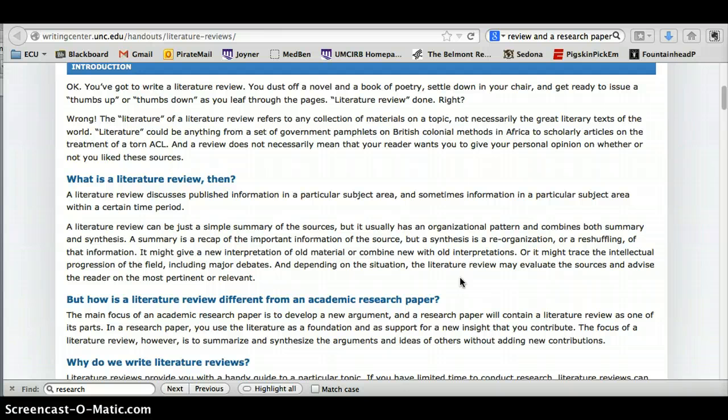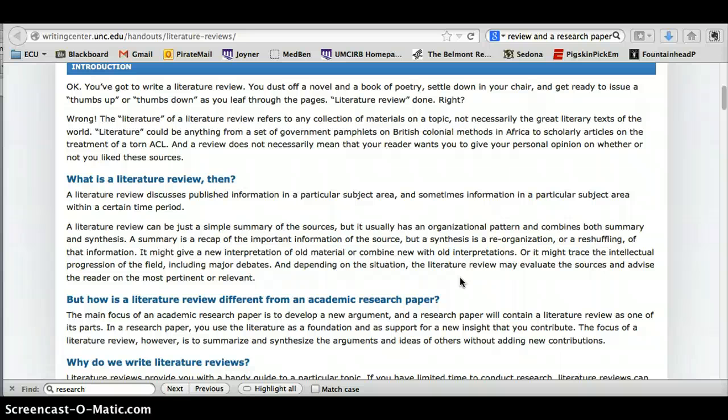This page suggests that the main focus of an academic research paper is to develop a new argument. In our case, it is to answer a research question, right? You're going to develop a research question, and you're going to answer that question before you can really articulate an argument. Now, you probably already have a good idea of what your argument is going to be, but that argument should not be explicit at this point.